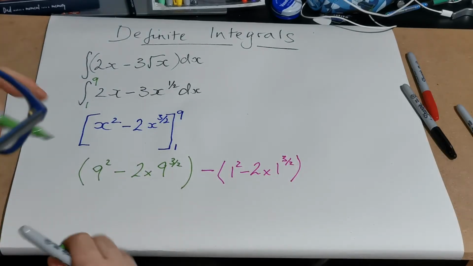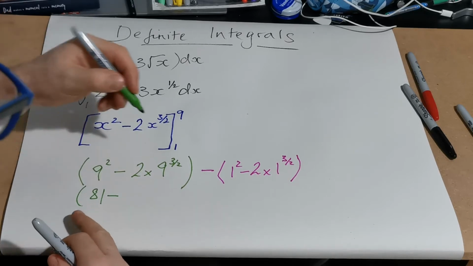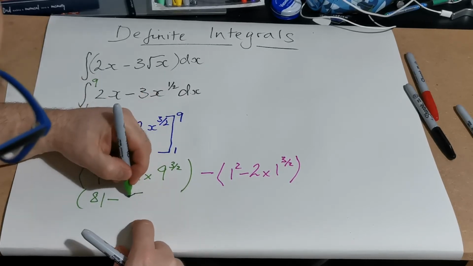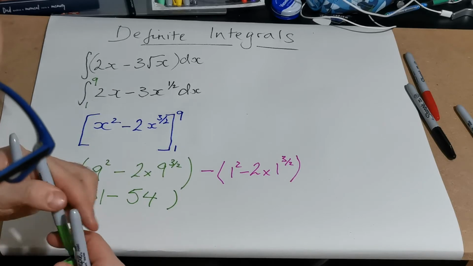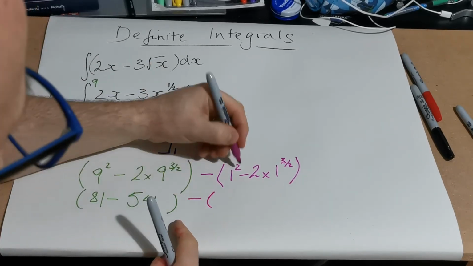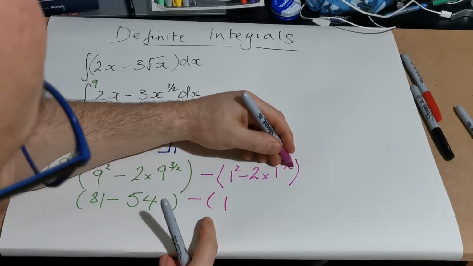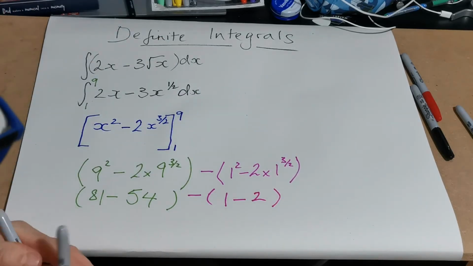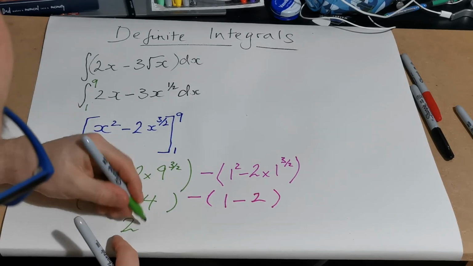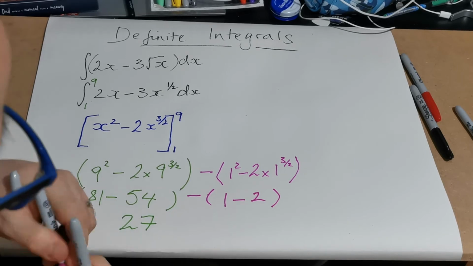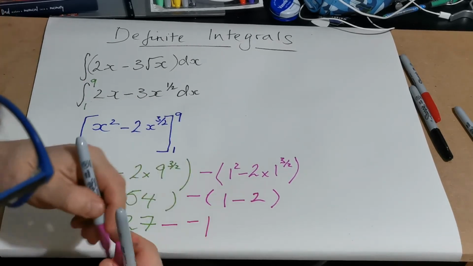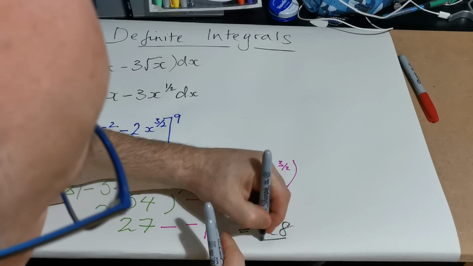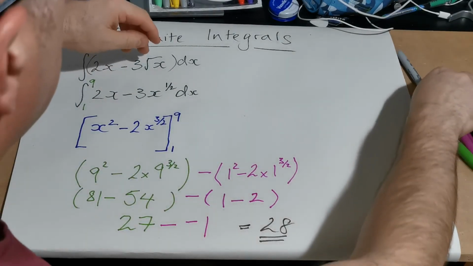So I've got 81 minus, and 9 square rooted is 3, then cubed is 27, times 2 is 54. And I'm going to subtract 1 squared is 1, 1 square rooted is 1, which cubed is 1, times 2 is 2. So I've now got 27 take away negative 1, which gives me my answer of 28. And that is our definite answer.